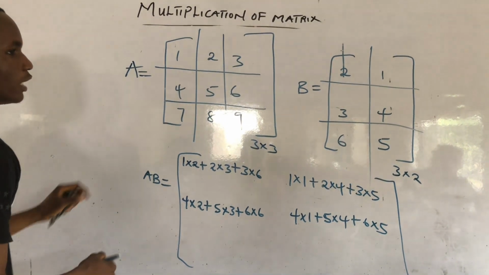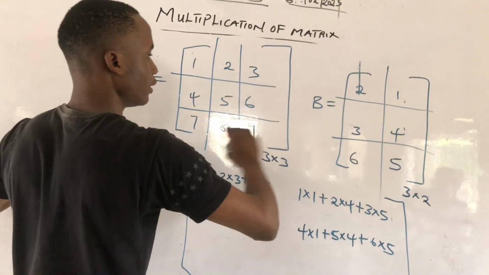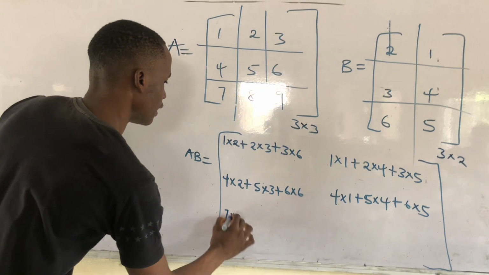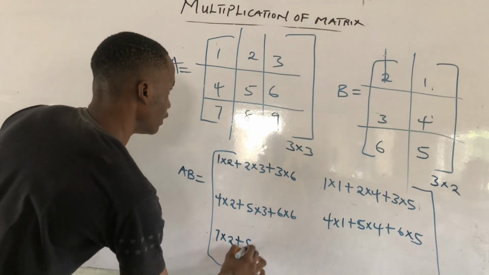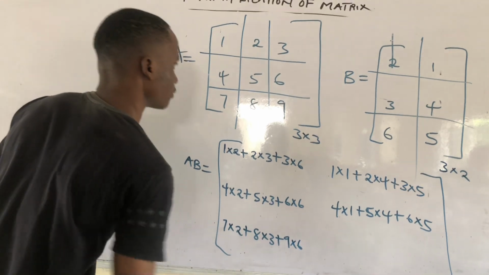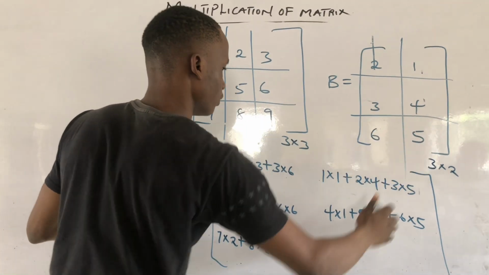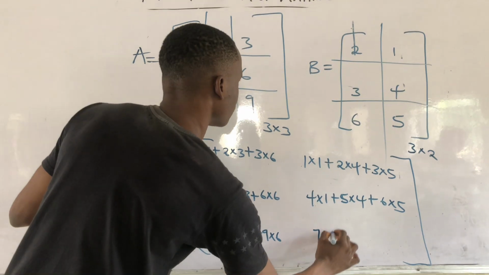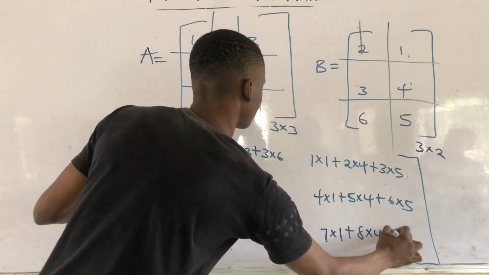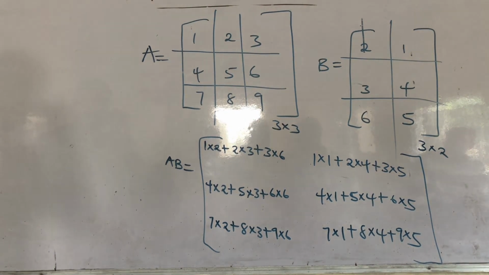Okay, so let's go back to this one. So we go back to the third row now. The third row will go here, and the third row again will also go here. So we have 7 times 2 plus 8 times 3 plus 9 times 6. Then we go back to this place. We are using it for the second column now. So we have 7 times 1 plus 8 times 4 plus 9 times 5. So this is what we have as AB.